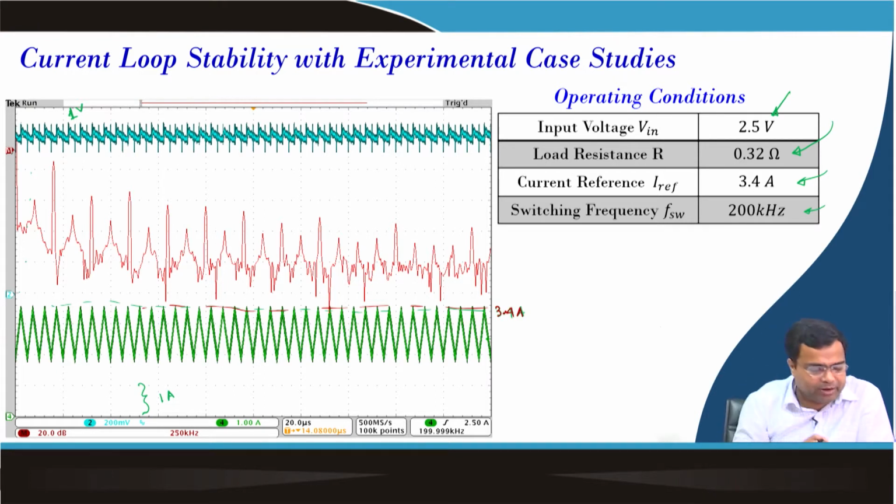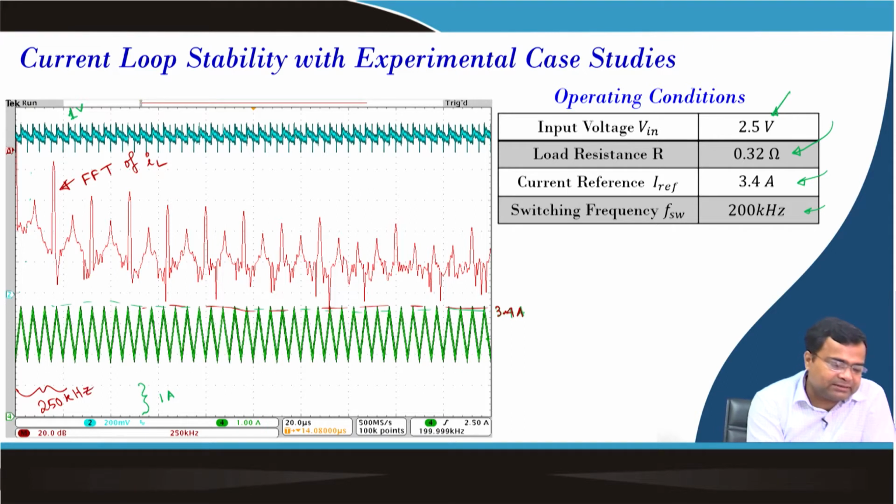Another interesting point is that here it is more or less stable. That is why I have shown the FFT. This is the FFT of the inductor current, and this particular division is 250 kilohertz. Here we are getting a peak at 200 kilohertz, and that is our switching frequency. So, we are getting a sharp peak at 200 kilohertz and then harmonics with respect to that fundamental component. Because it is stable, you can see the power spectral density.